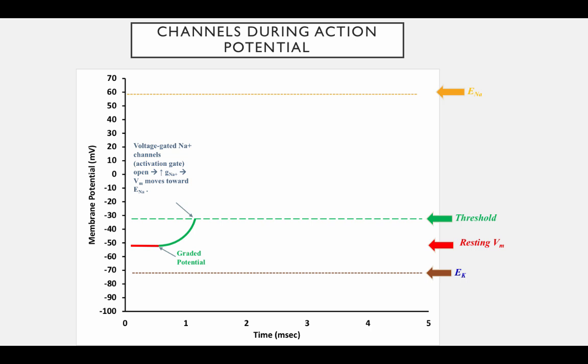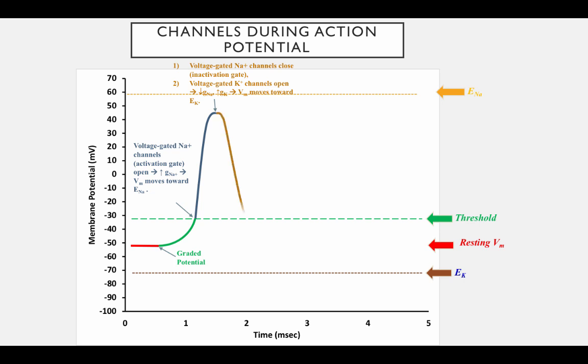Once threshold is reached, our neuron is going to depolarize and the permeability to sodium goes up. This increased permeability to sodium is due to the activation gate of the voltage-gated sodium channel opening, allowing sodium to dump into the cell. At about 45 millivolts, the inactivation gate of sodium closes, preventing sodium from entering the cell. Simultaneously, the potassium voltage-gated channels are open, allowing potassium to leave the cell.